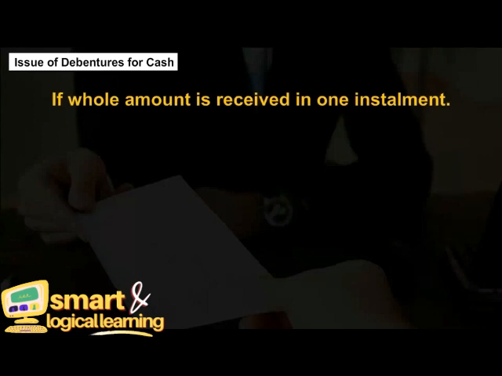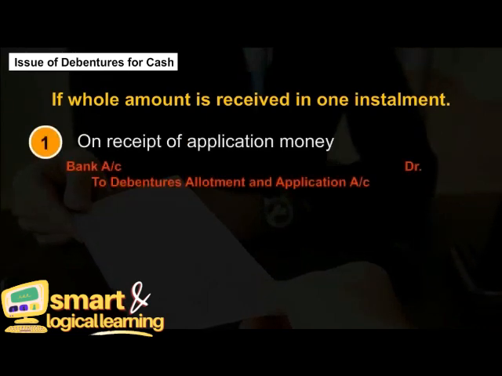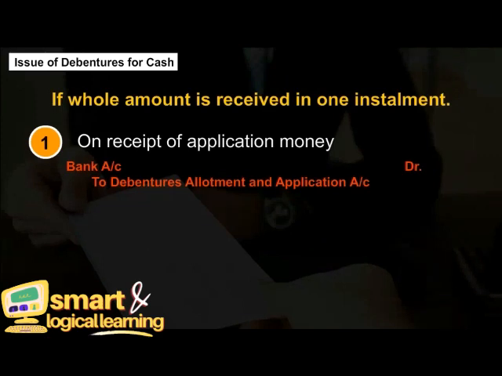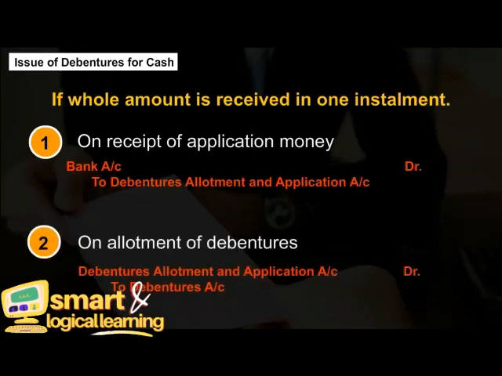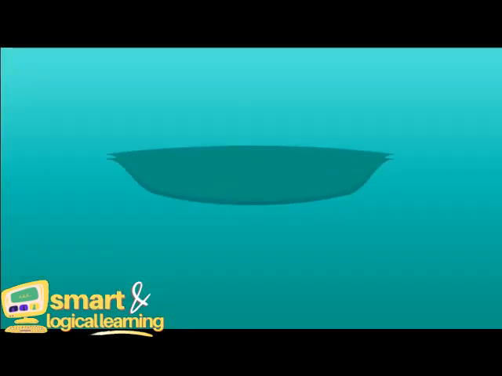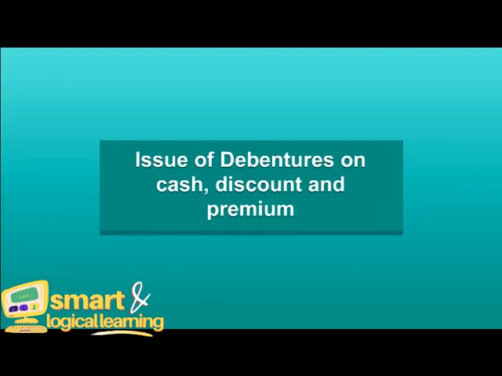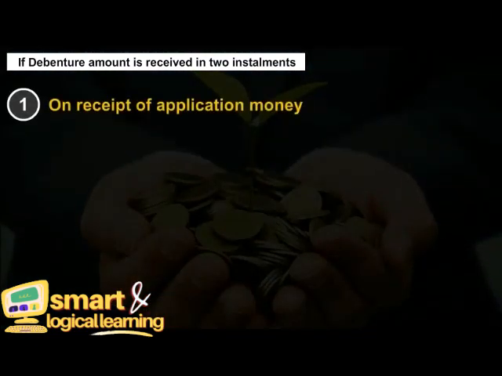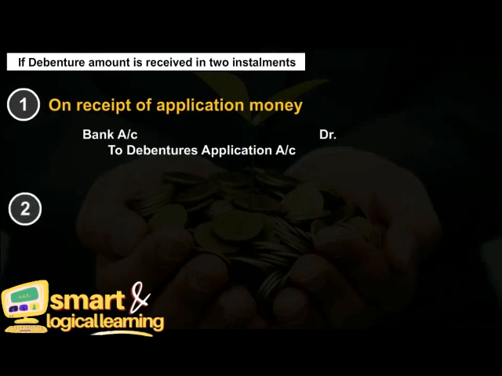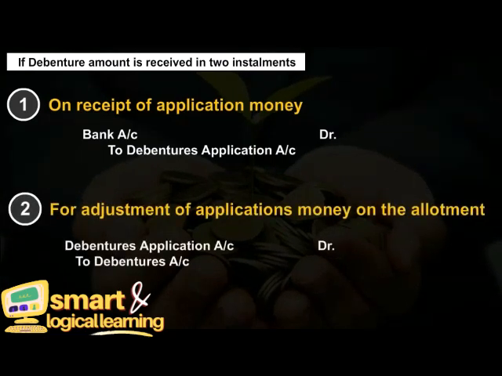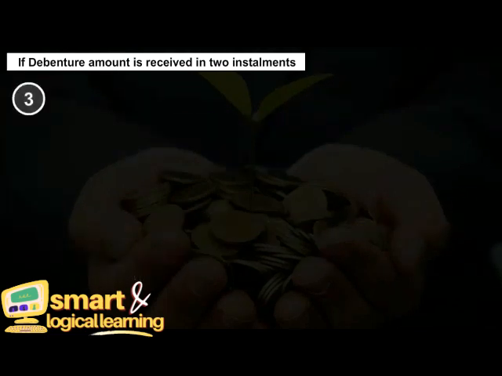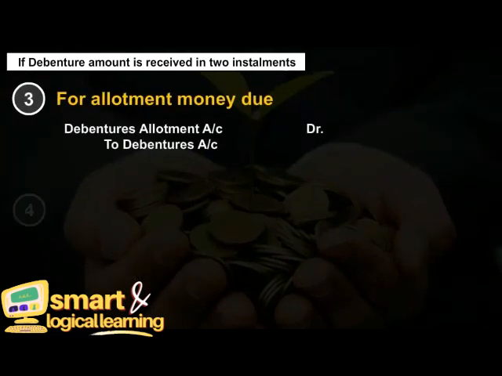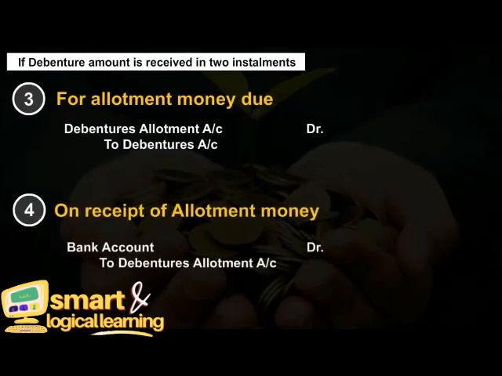If the whole amount is received in one installment: 1. On receipt of application money. 2. On allotment of debentures. Issue of debentures at cash, discount and premium. If the debenture amount is received in 2 installments: 1. On receipt of application money. 2. For adjustment of application money on the allotment. 3. For allotment money due. 4. On receipt of allotment money.